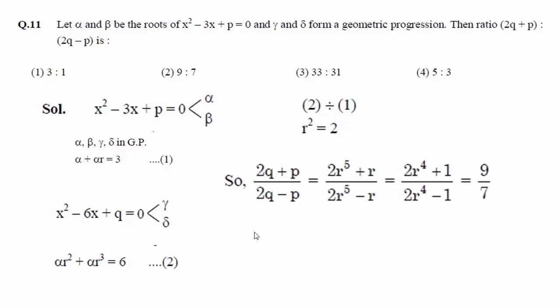And so, 2q plus p divided by 2q minus p equals 2r raised to 5 plus r divided by 2r raised to 4 minus r. That is nothing but 2r raised to 4 plus 1 over 2r raised to 4 minus 1, which is nothing but 9 is to 7. Option is 2.